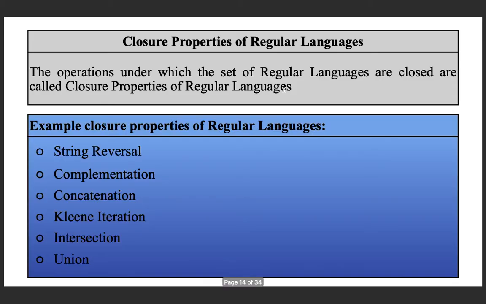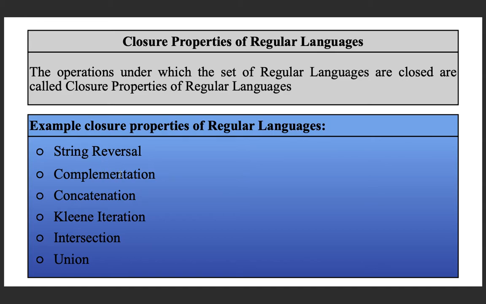And here are example closure properties. First one is string reversal. That means if you take a regular language, which is a set of strings, and take the reverses of all the strings in the given language, the set of all string reversals, we are going to prove that the new set is again a regular language.